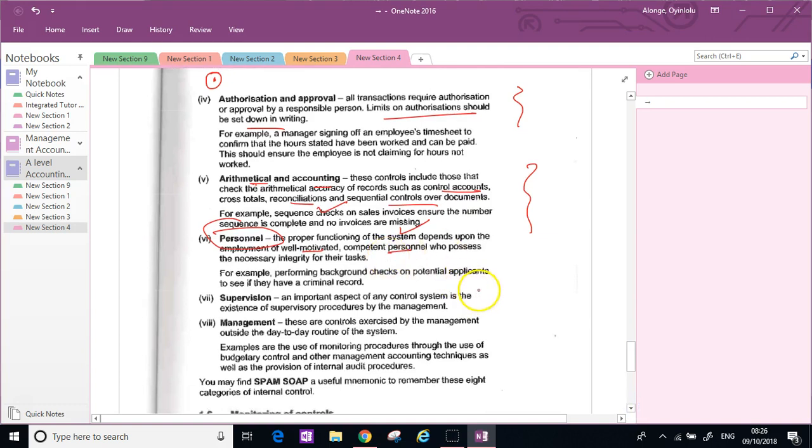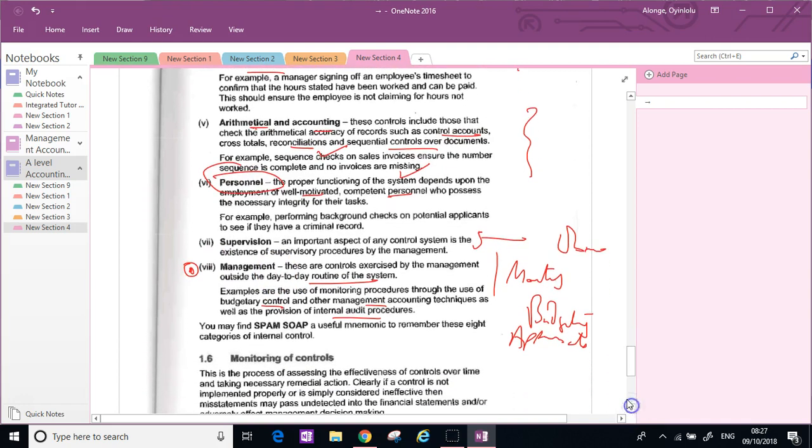And then supervision, which kind of comes with organizational structure, but there needs to be supervision. And there needs to be management. So with management, we're talking about monitoring. Controls outside the day-to-day routine of the system. So examples of the use of monitoring procedures are budgetary control and other management accounting procedures. So the use of budgeting, the use of regular appraisals, observations, and discussions means that we will have good controls in place.